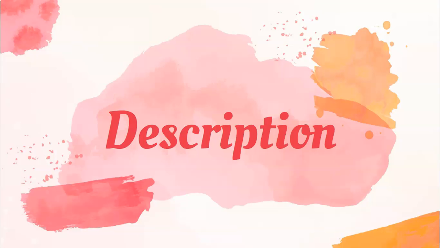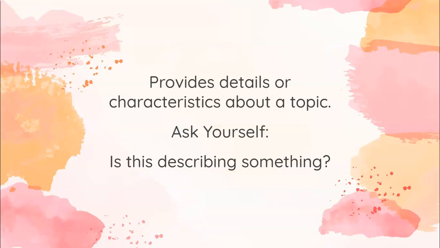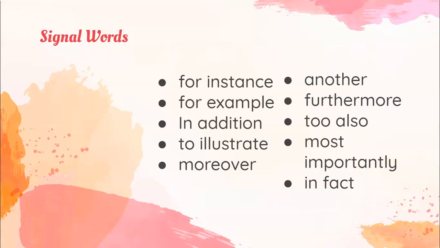Okay, so if you remember, it provides details or characteristics about a topic, and while you are reading, you ask yourself, is this describing something? And if it is describing something, then that text structure that you have just read is a description. And so we talked about signal words that authors use in their writing to help us identify that it is a description text structure.